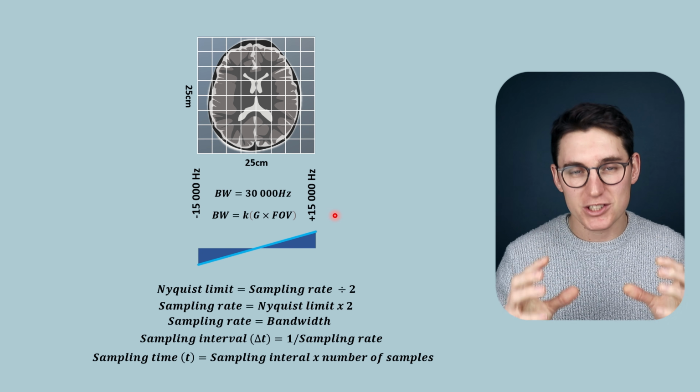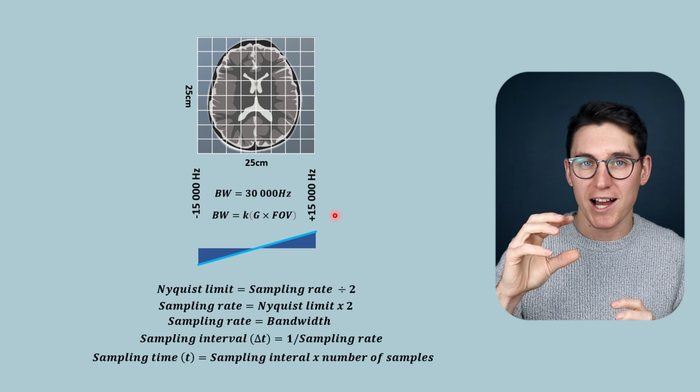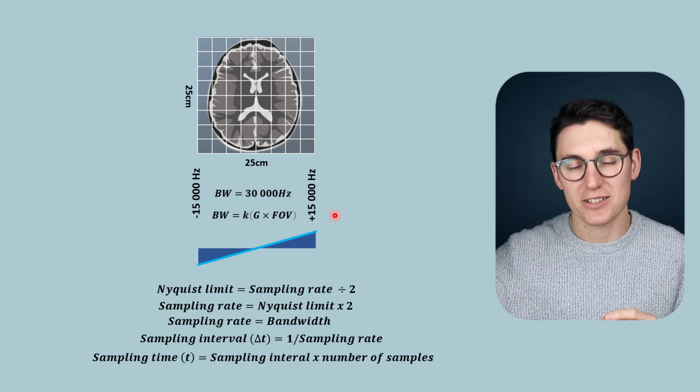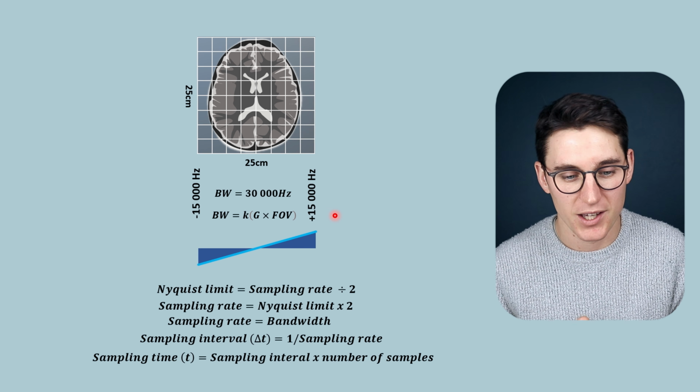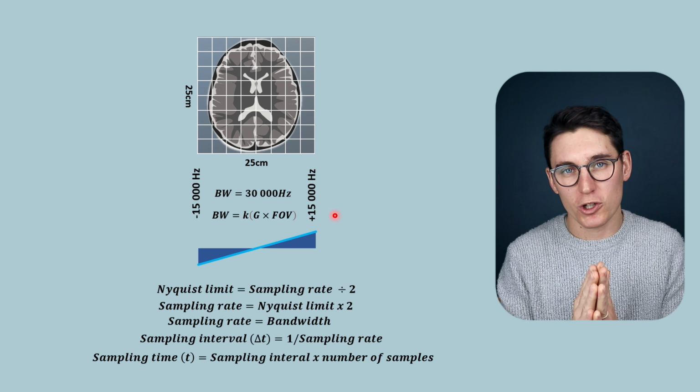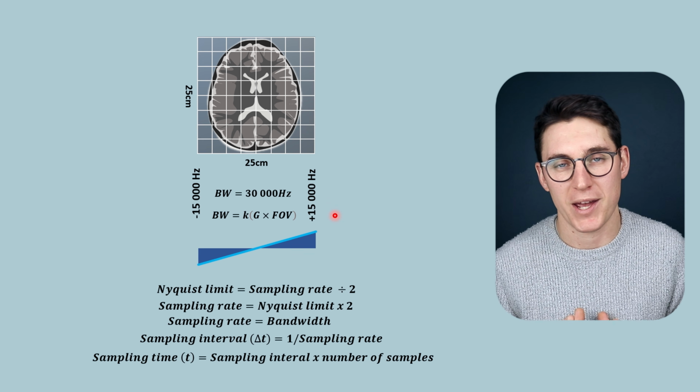Now, all of these concepts are really important when we look at how changing bandwidth is going to change our signal-to-noise ratio later on. Now, when we talk about bandwidth, we often talk about it as a narrow or a broad bandwidth.